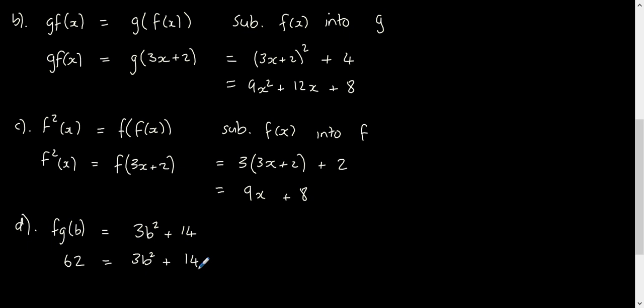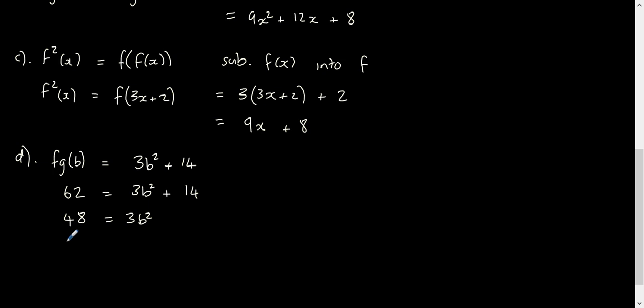And now it's just about solving this little equation. So we'll take 14 from both sides, and then we'll divide both sides by 3. And then we'll take the square root. So b can be plus or minus 4. That is a b and not a 6.